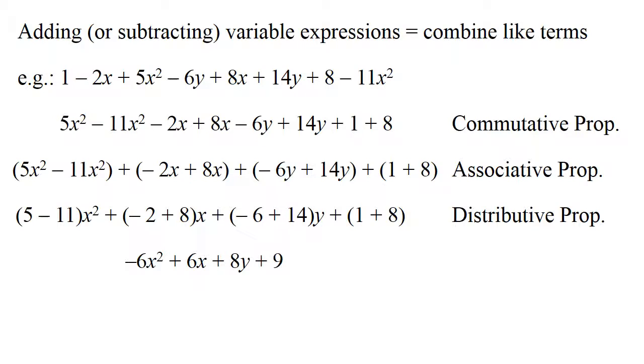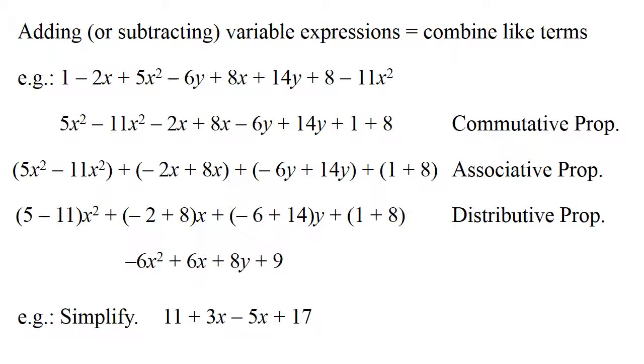Why doesn't the x squared change? Well, because we distributed the common x squared out, and we just combined the coefficient numbers, the 5 and the negative 11. So you don't change the x squared. It has to deal with the distributive property in reverse.